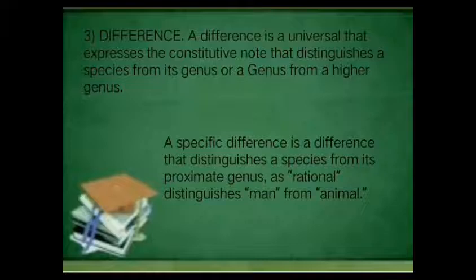Okay, so number three, difference. A difference is a universal that expresses the constitutive note that distinguishes a species from its genus or a genus from a higher genus. A specific difference is a difference that distinguishes a species from its proximate genus, as rational distinguishes man from animal. Okay, so when we say difference in philosophy, it is a key concept of philosophy, which is denoting the process or set of the properties by which one entity is distinguished from another within a relational field or a given conceptual system.